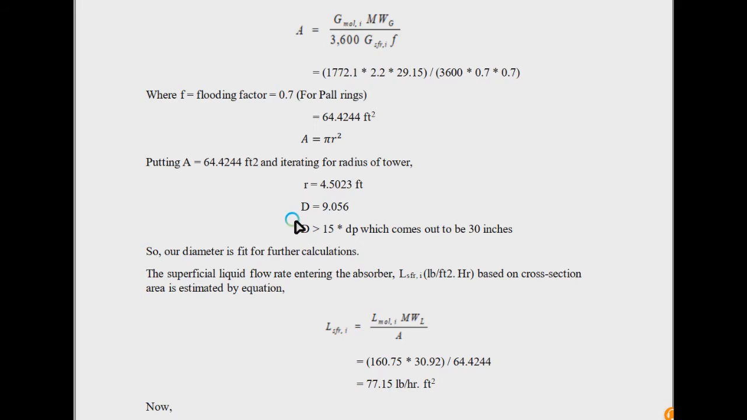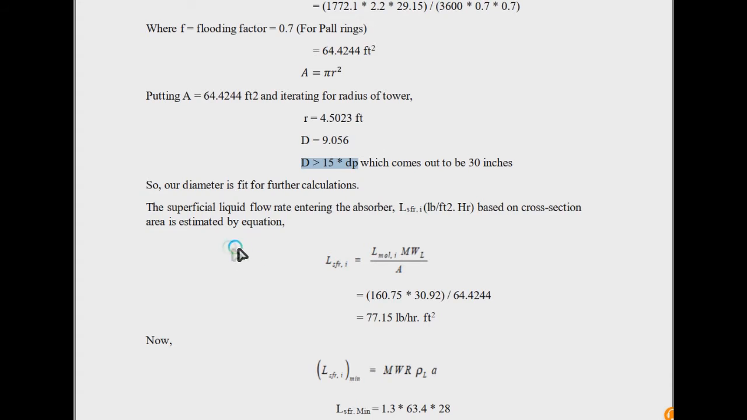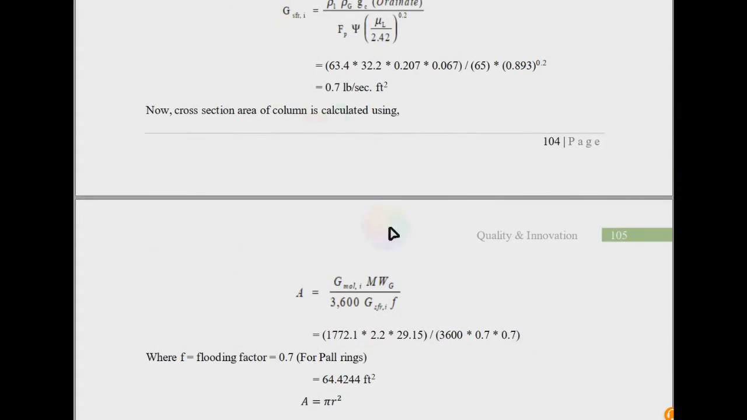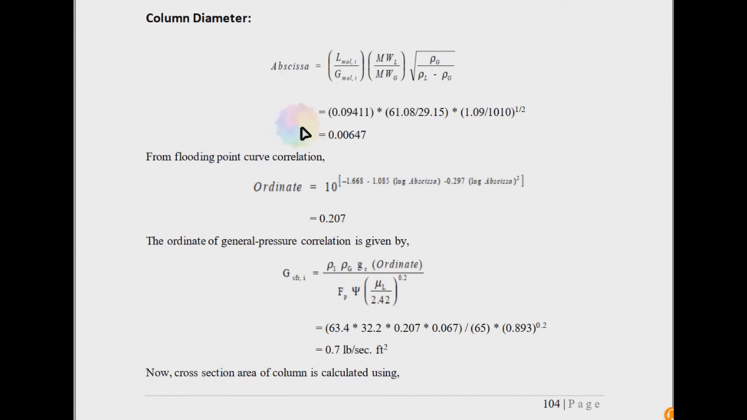So if this relation is satisfied, this means you are okay to go, everything is good. Now you have to calculate the superficial liquid flow rate entering the absorber, calculated the same way as here, GSFRI. So it is also based on L mol I MWL over A, because there is no specific flooding point correlation available for the liquid side.